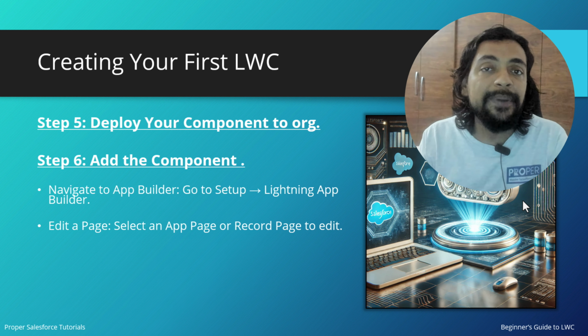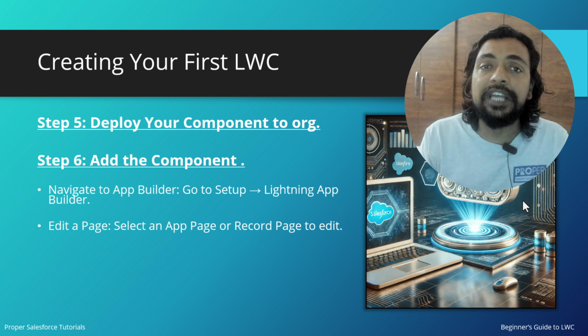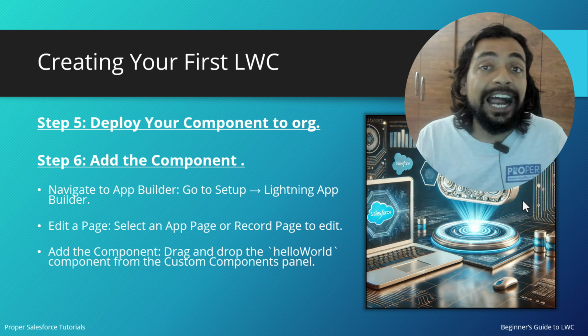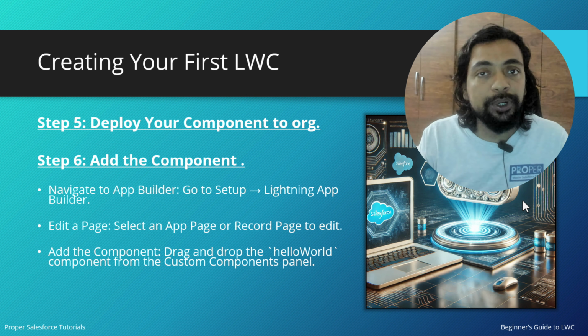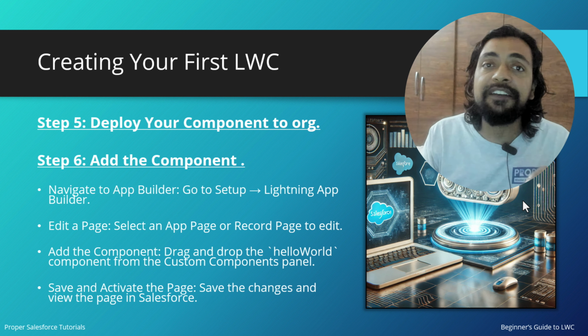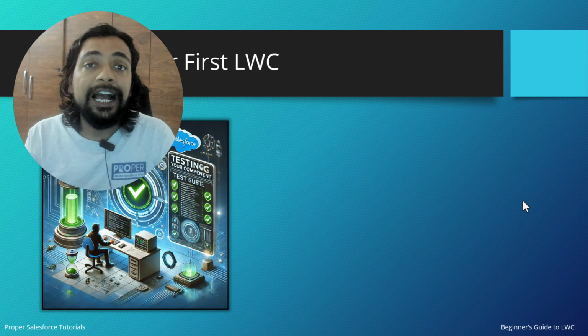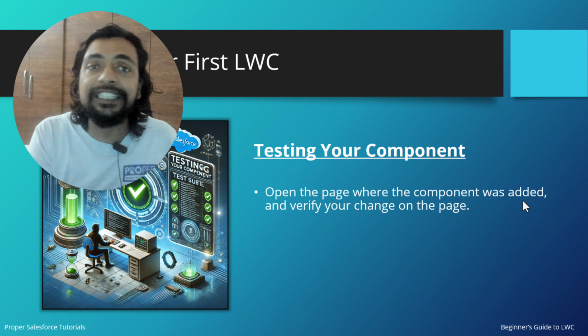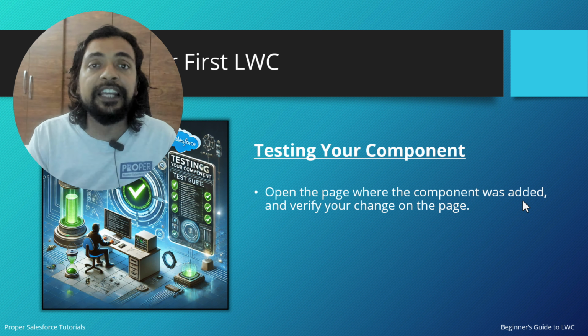You can choose app page or record page, but I am going to choose app page right now because the LWC is exposed for the app page. Then I will add this component, the custom created component, to the app page itself. Finally save and activate the app page. And once everything is done, we can test our component by visiting that specific app page and verifying our change over there.